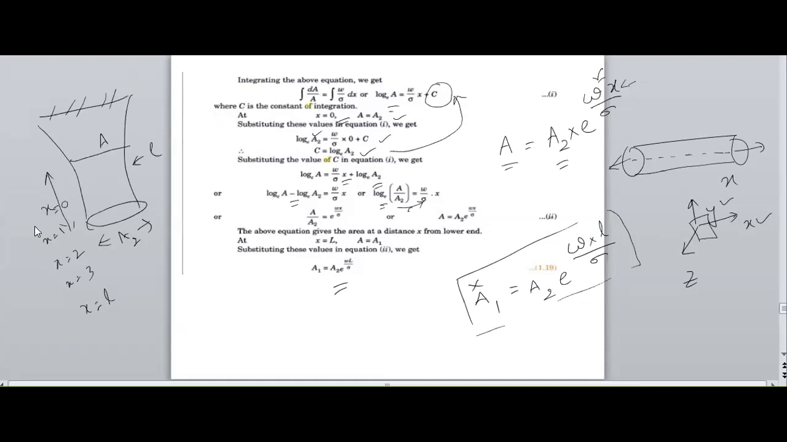So this is the derivation, a very important derivation for uniform strength at different locations. So, next topic.